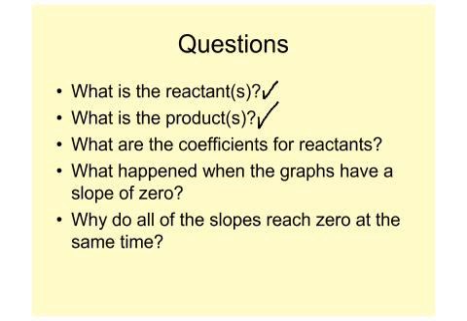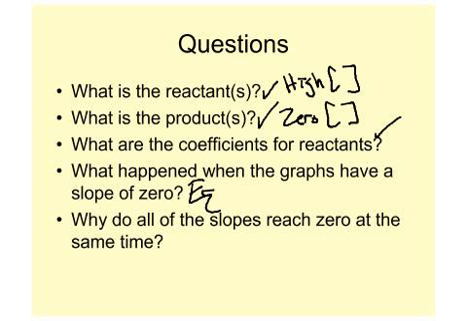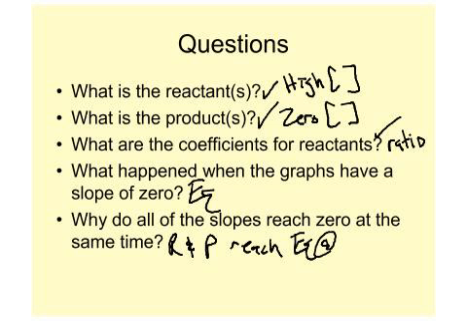What are the reactants? We talked about that. What are the products? We talked about that. Coefficients? We talked about that. What happens when the graphs have a slope of 0? That's equilibrium. What are the reactants? The reactants are the ones that start with a high concentration. And what are the products? Ones that start with typically a 0 concentration. What are the coefficients? You can determine that by looking at the ratios of change. Why do all the slopes reach 0 at the same time? Because reactants and products have to reach equilibrium at the same time. You can't have the reactants in equilibrium and not the products.